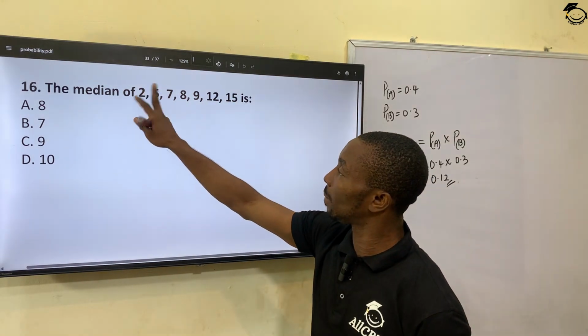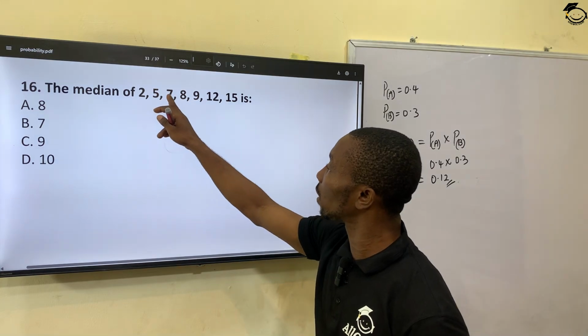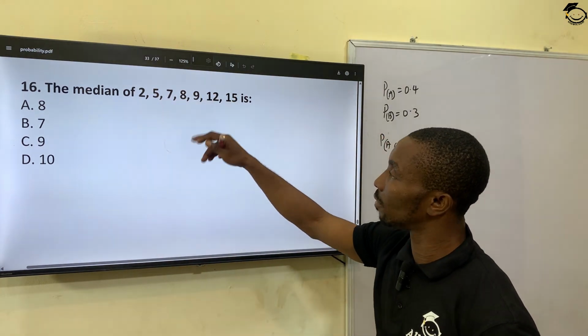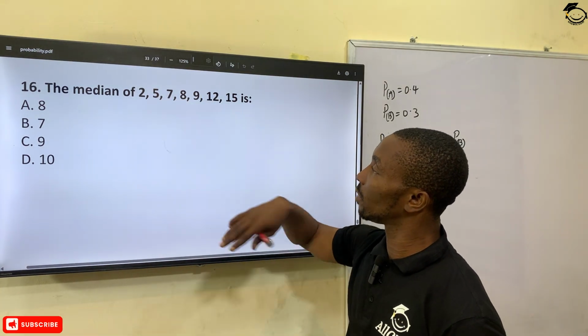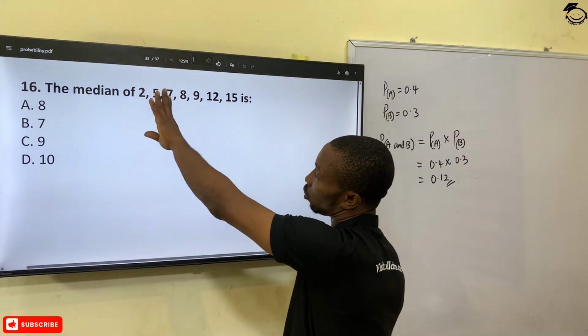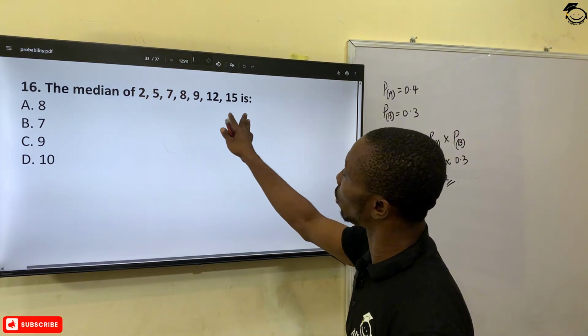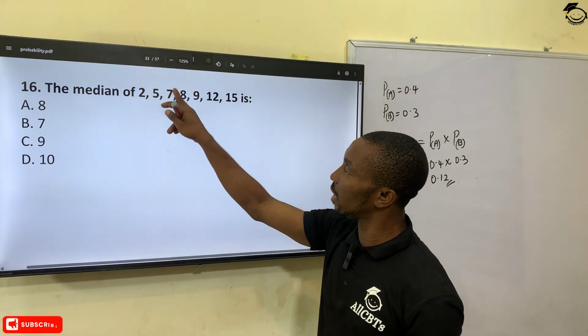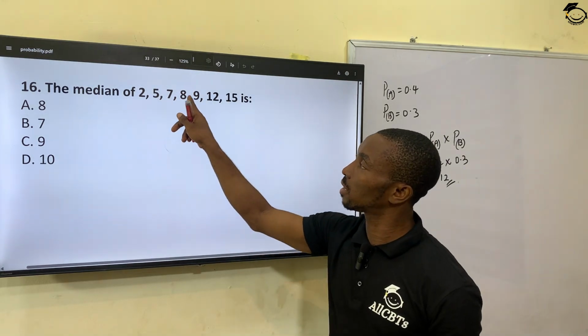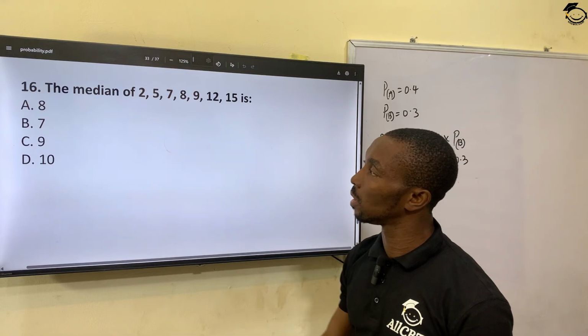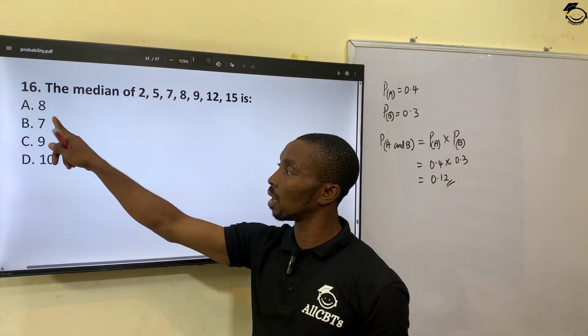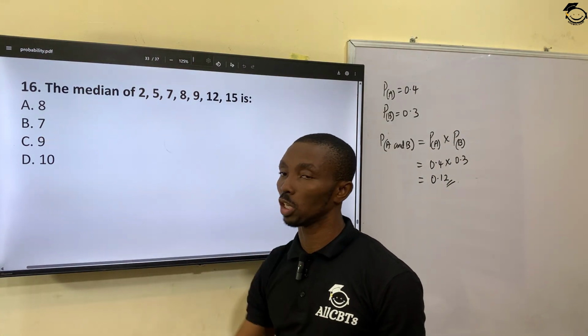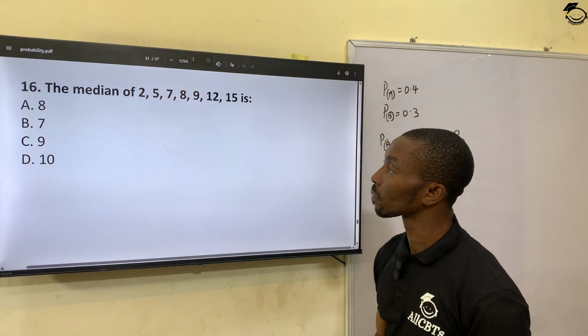Now, if we count how many digits we have: 1, 2, 3, 4, 5, 6, 7. Since there are 7 digits, we count 3 to the left and 3 to the right. We have our 8 left. Since our 8 is in the middle, that means the median of this set of data would be 8, which is option A.